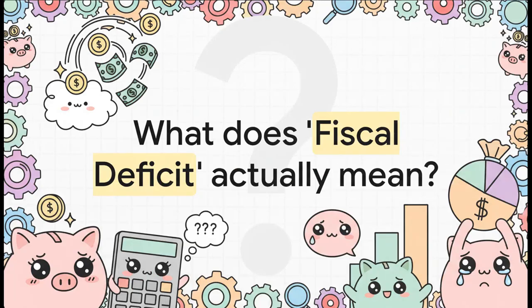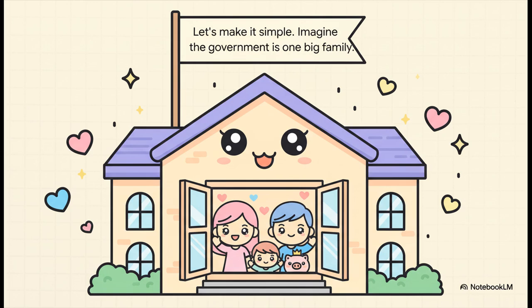This term is everywhere, especially when the budget is announced. It sounds super important, and you know what? It is. But what is this number that grabs all the headlines actually telling us about how the country is doing financially? So to really get this, we're going to use one simple idea for this whole explainer. I want you to forget about the billions and trillions for a second and just picture the government's finances like the budget of one massive family.